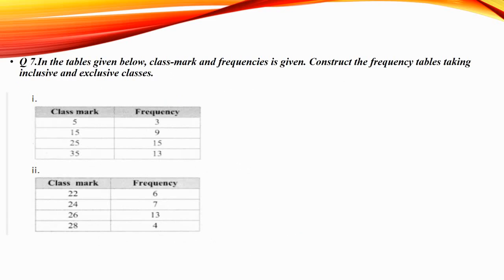In the table given below, the class mark and frequency are given. Construct the frequency tables taking inclusive and exclusive classes. In the first question, the class marks are given as 5, 15, 25, 35 and the frequencies are given as 3, 9, 15, 13.